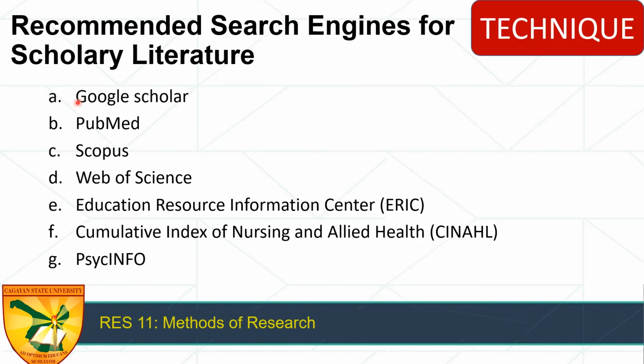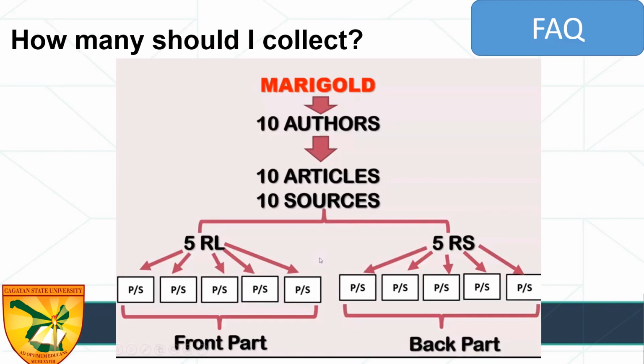So aside from Google Scholar and PubMed, these are some recommended search engines for your scholarly literature. You can use Scopus or Web of Science or Clarivate. For educational studies, you can use Education Resource Information Center or your ERIC. And for allied health related studies, your CINAHL, your Cumulative Index of Nursing and Allied Health, and you can also use PsycInfo.